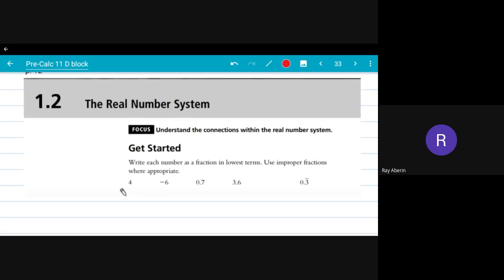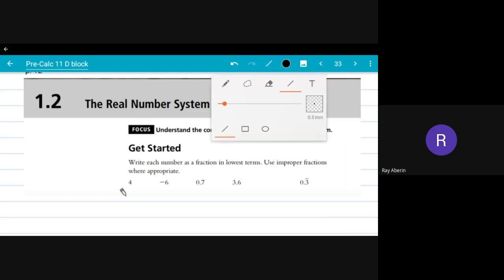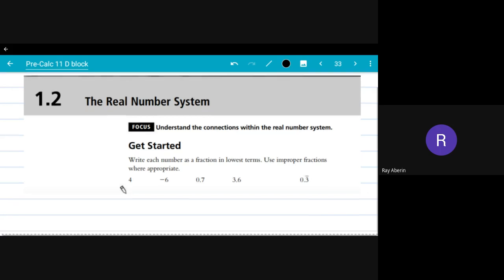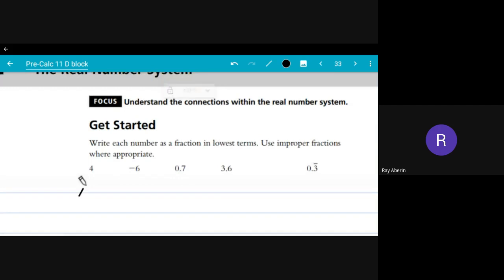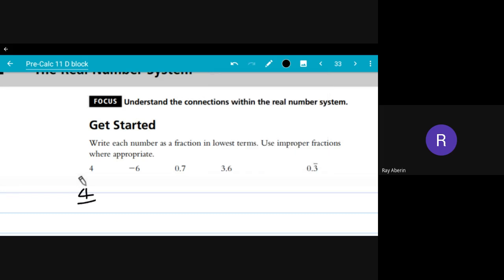Write each number as a fraction in lowest terms, then use improper fractions whenever appropriate. Okay. So for that would be a fraction in lowest terms. That would be 4/1. Oh, sorry. A number that is being turned into a fraction, if it was a whole number, can always be given the denominator of 1. All right. This one is -6/1.